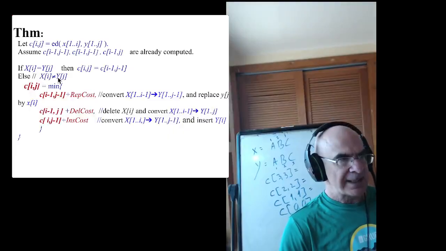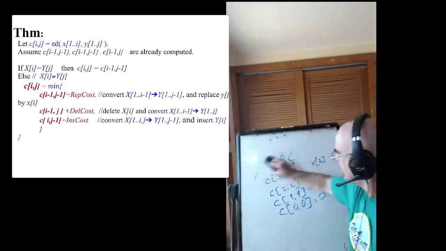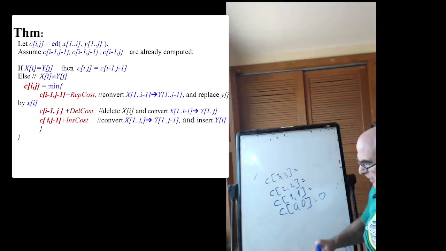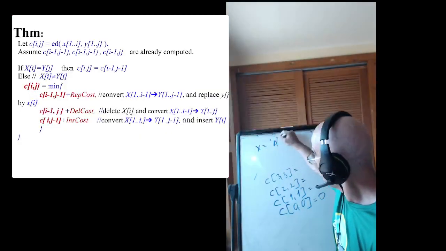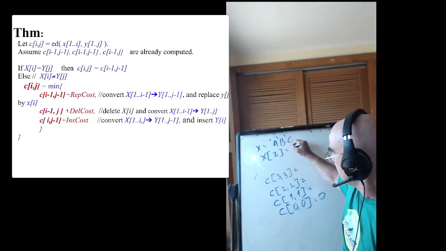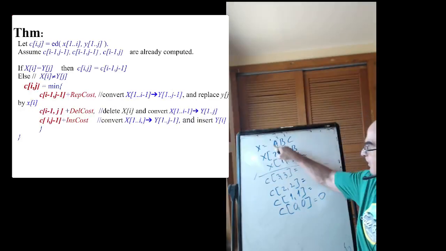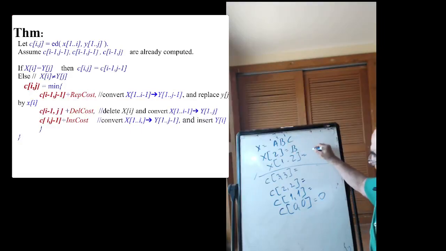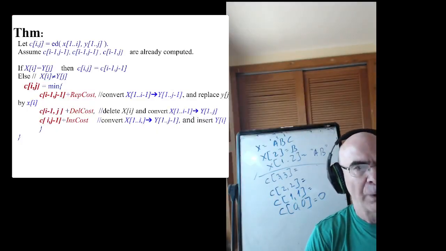What is the else, if xi and yj are not the same? And I feel the need to remind everybody what the notation is. Xi: if x is a, b, c, then x2 is b, while x of 1..2 is a prefix of the first two characters of x, which is the string ab. Hopefully everybody's cool with the notation of x of 1..2.